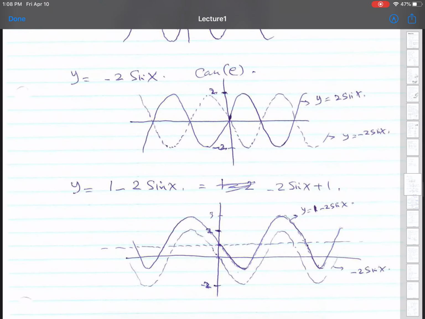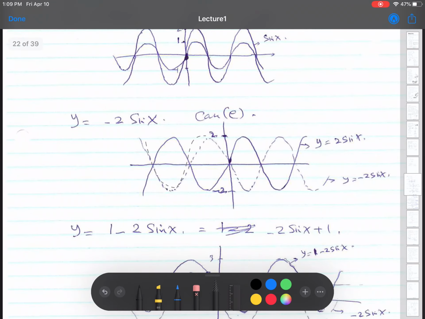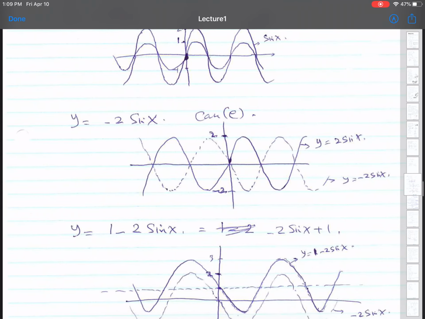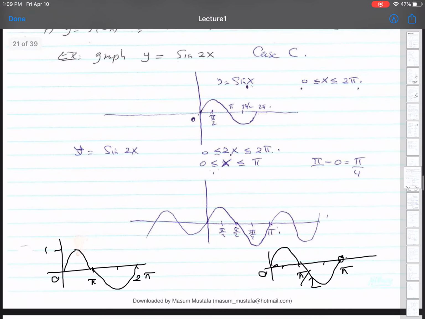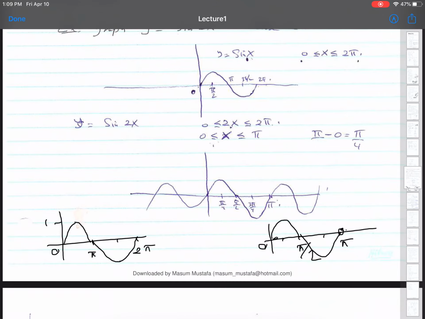This is exactly the same graph, just reflecting on the x-axis, and this is just a vertical stretch. And this is how you draw a sine function. This explanation is very important, because you will do a lot of drawing of graphs in your lectures.